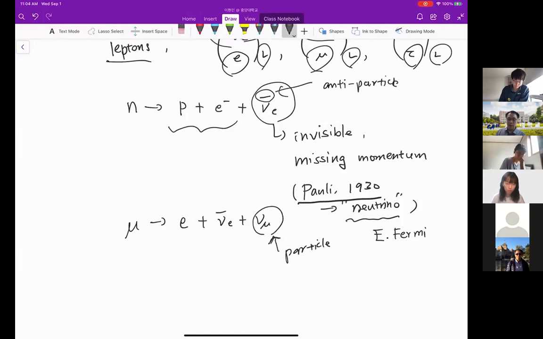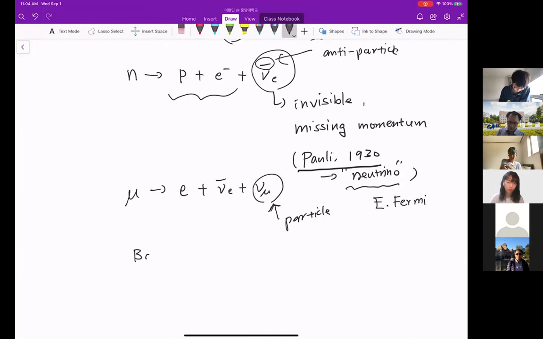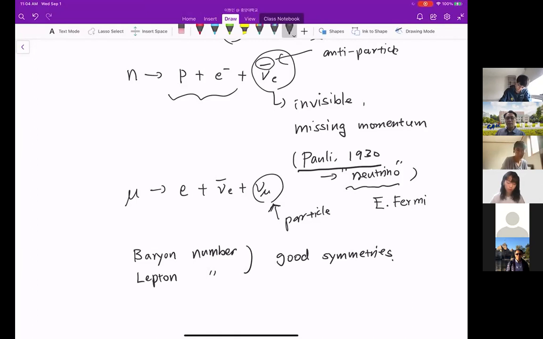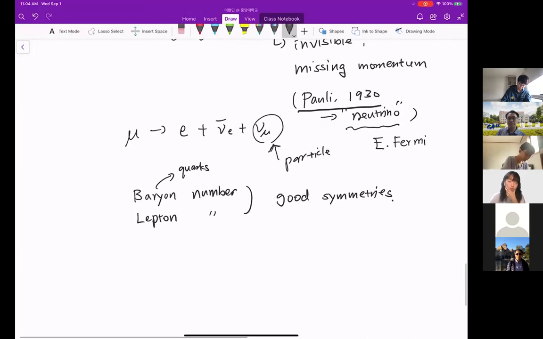Because of that, here, I think I didn't say much: in the standard model, baryon number and lepton number are good symmetries. Baryon number has to do with the quarks, right? All the hadrons are baryons. The lepton is a lepton, right? So we assign lepton number plus one.